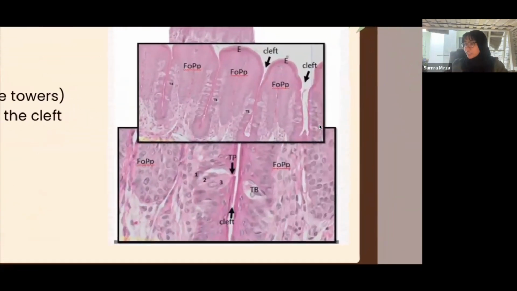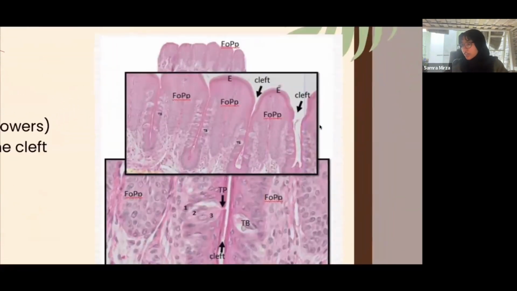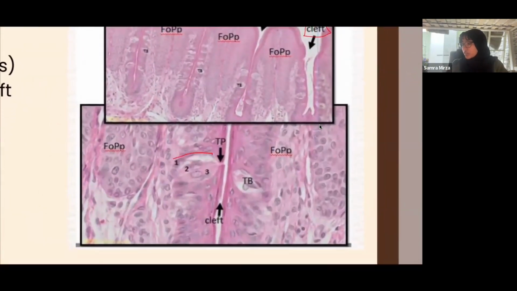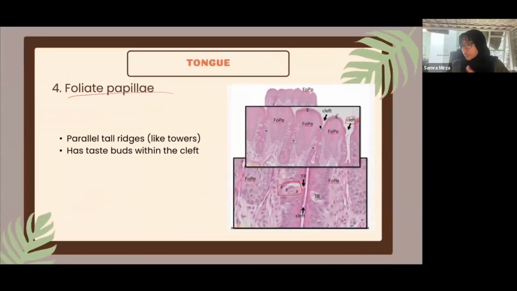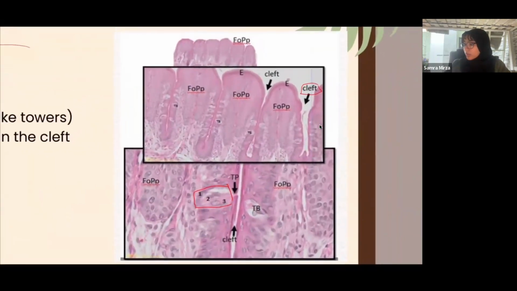These ones are kind of like towers. They're just parallel to each other, and they have these clefts in them. If we zoom into these clefts, we'll see these structures here, and these are the most important things you have to know. These are the taste buds. So food will come here, you'll have your taste buds, the whole physiology story. And that's what you need to know about the foliate.